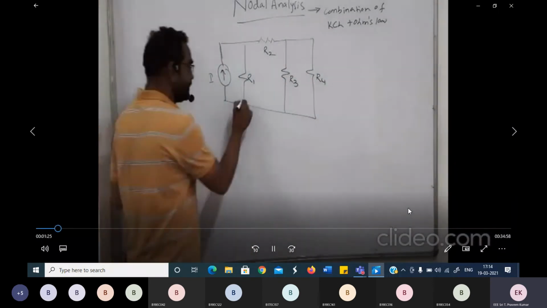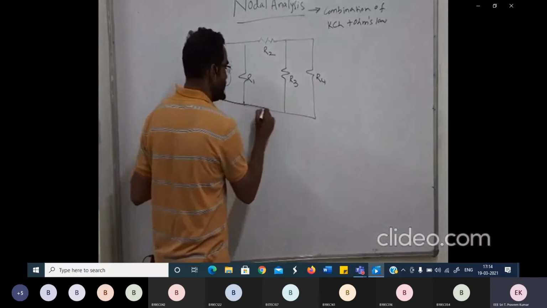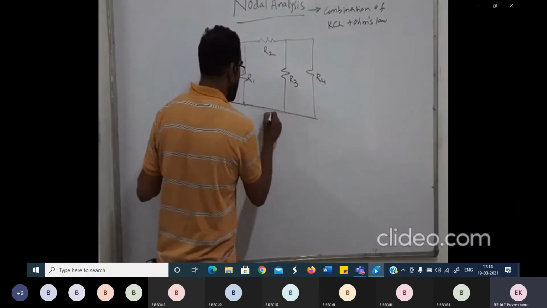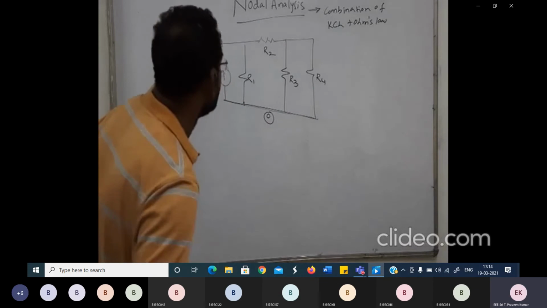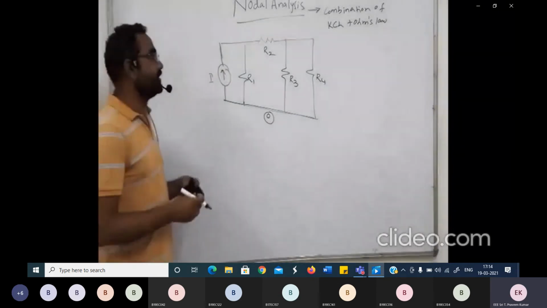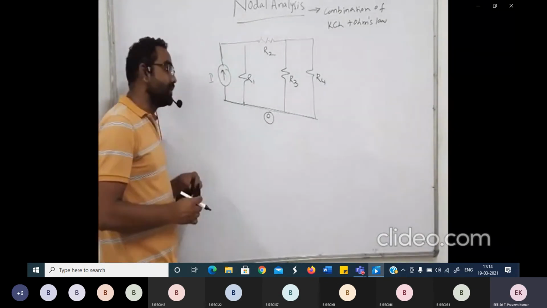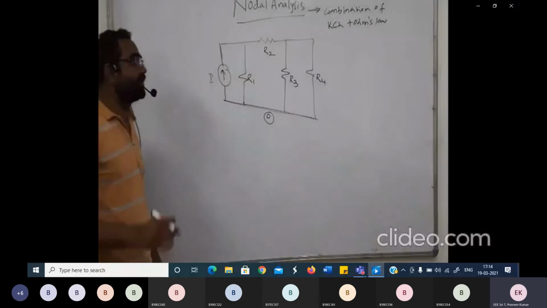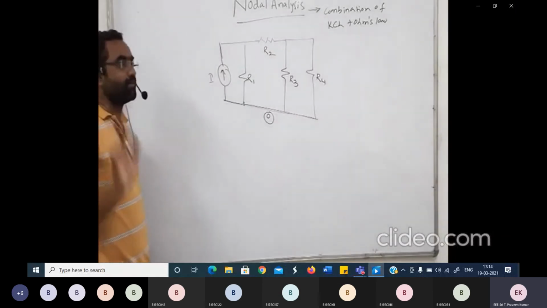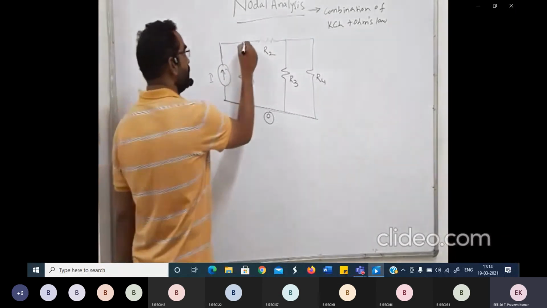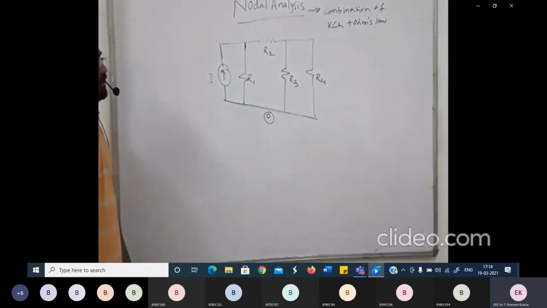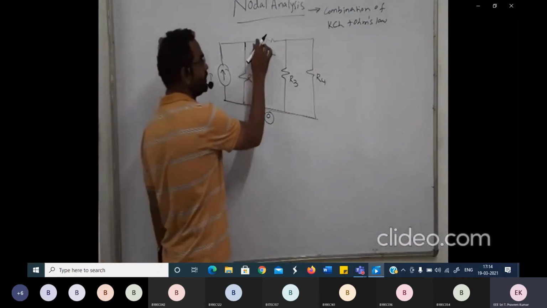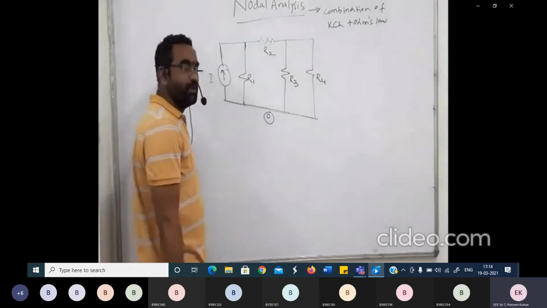Now let us consider this node as ground node or reference node, or you can also call it datum node. Right. Now what your KCL says is the algebraic sum of currents at a particular node or a junction is equal to 0. Now let us go with this. Now let us suppose a circuit of this type is given, and we are asked to find the current flowing through R2. What is the current flowing through R2?